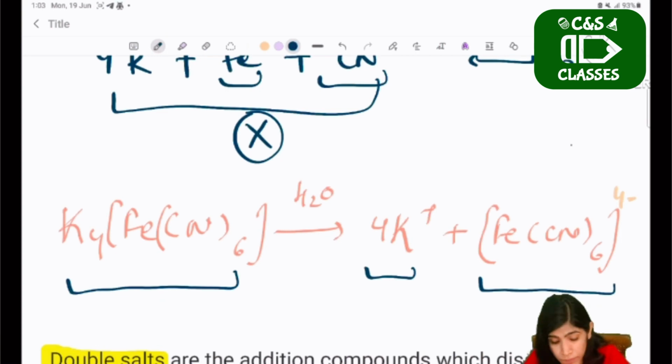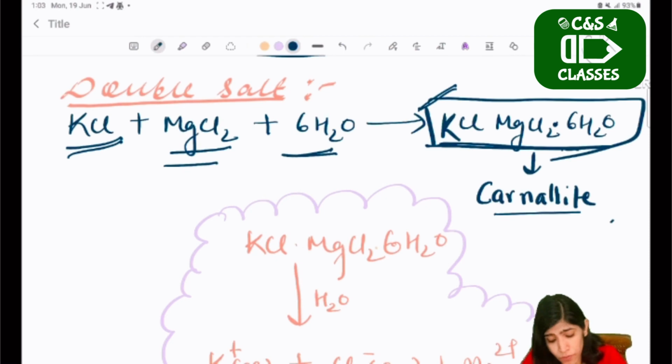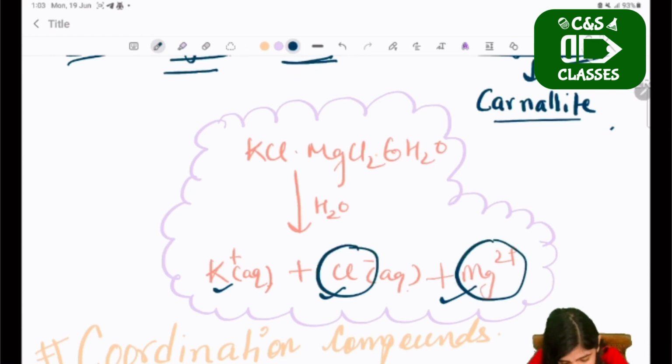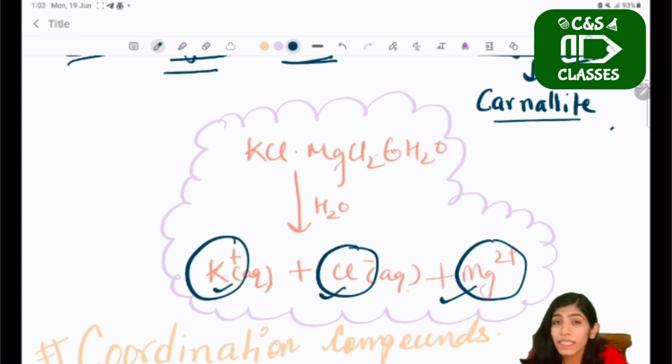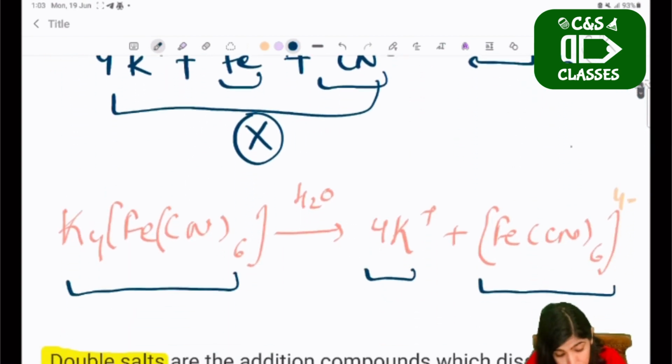So students, if I ask you a very simple question, whether the solution of this carnallite will give the positive test for Mg2+, whether it will give the positive test for Cl-, your answer will be yes. Why? Because inside the solution we have Mg2+, Cl-, and K+, so it will give the positive test for its constituent ions. But on the other hand, if I ask you the same question for the coordination compound, will it give the positive test for Fe2+ ion? So your answer will be no. Why?